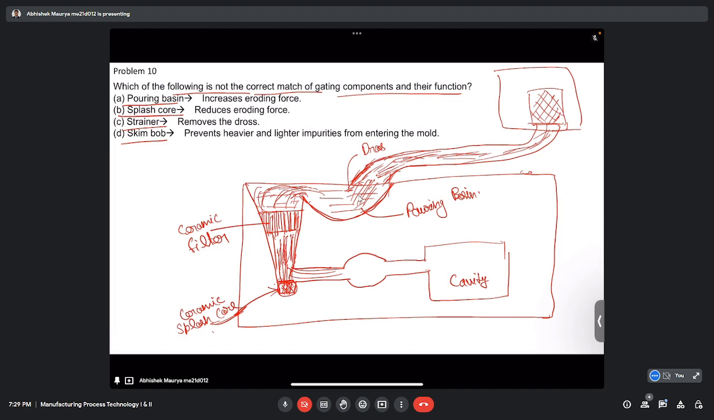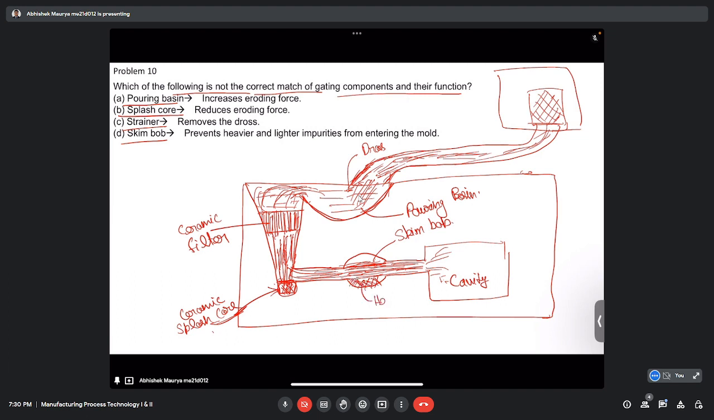After that, the molten metal passes through the runner and enters into the cavity. A last filtering option is provided, that is called the skim bob. It is a kind of bulging area which is provided at the top as well as the bottom. So still, if there is any minute solid contamination, if it is heavier, then it gets collected at the bottom portion.